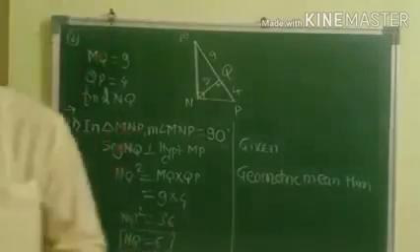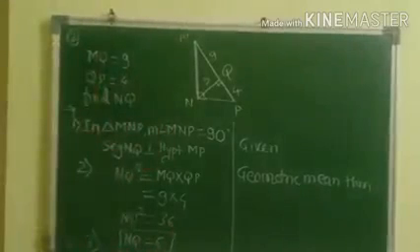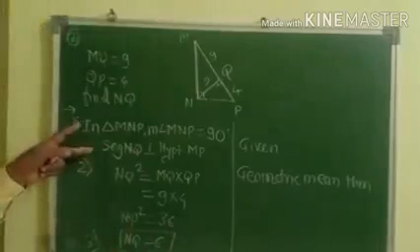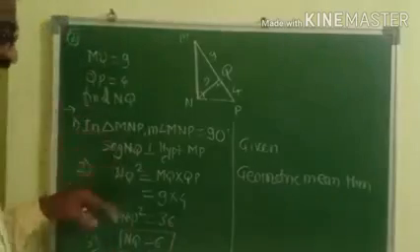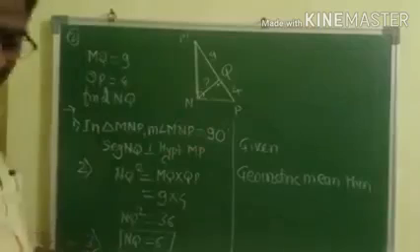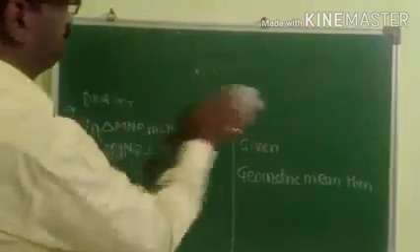So in this manner, as soon as we see this figure, we must remember the geometric mean theorem. Which theorem? Geometric mean. And these are the necessary conditions for that theorem: the triangle must be a right angle triangle and the altitude is drawn to the hypotenuse. I think everybody got this problem. Now see the next one.